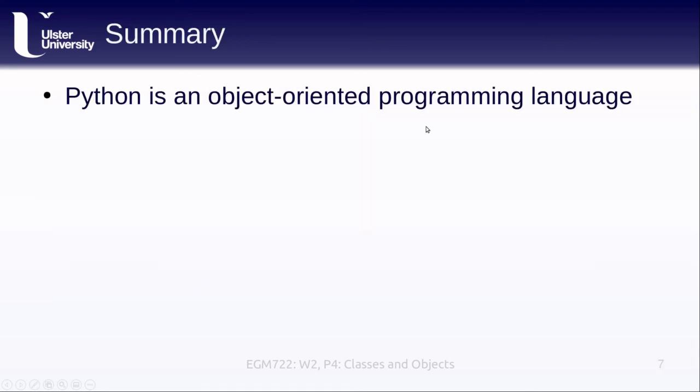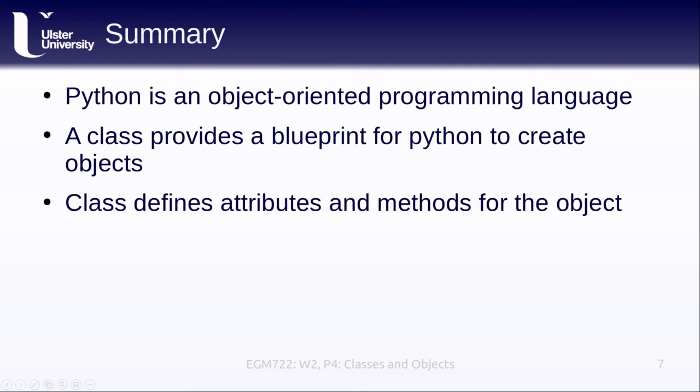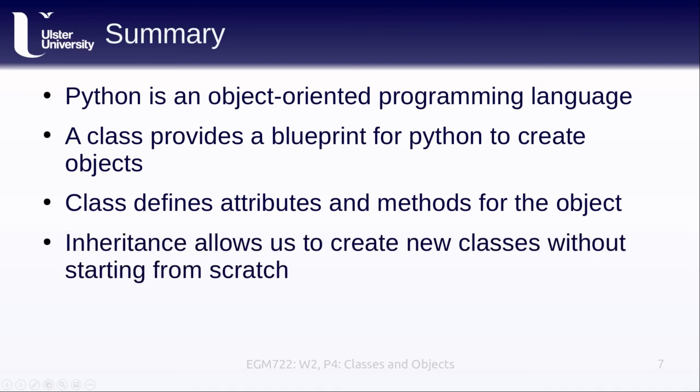So to sum all of this up, remember Python is an object-oriented programming language. The class constructor provides a blueprint for Python to actually create objects that we can then use in our programs. The class defines the different attributes and methods that the object is going to have. And we can use something called inheritance to create new classes without starting completely from scratch.